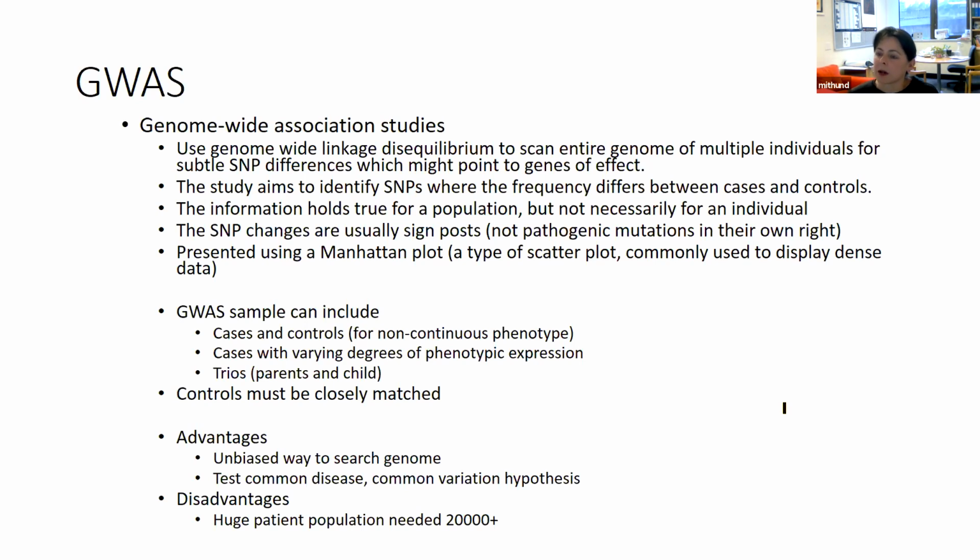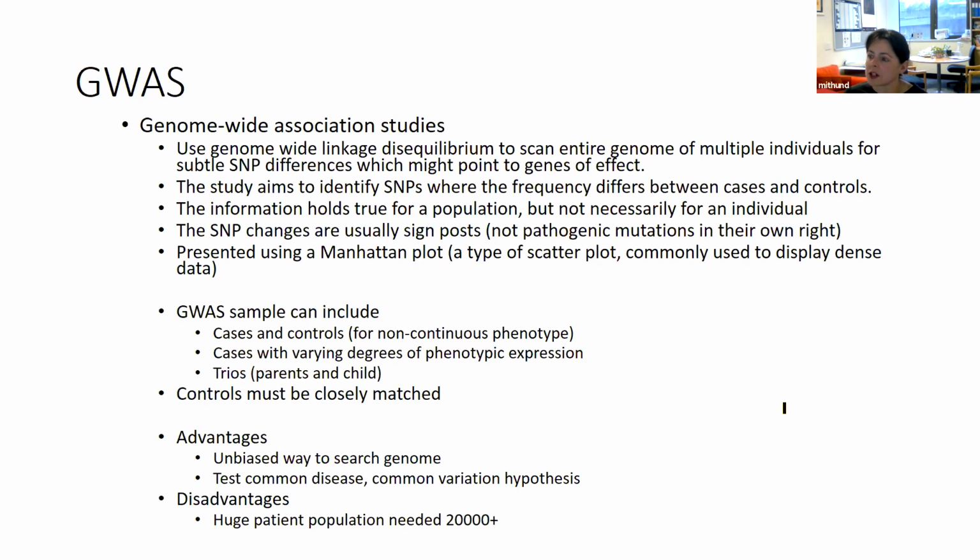It's meant to be an unbiased way to search the genome and to look for common diseases, particularly common complex diseases. And then people use different GWAS designs. They use case and control, or cases with different degrees of phenotype expression, or they might use familial relationships. What it's doing is effectively using genome-wide linkage disequilibrium. So the fact that genes close to these points will be inherited with these points, so they will be linked to them, to try to identify an area that was likely to have an effect on the phenotype you're looking at.